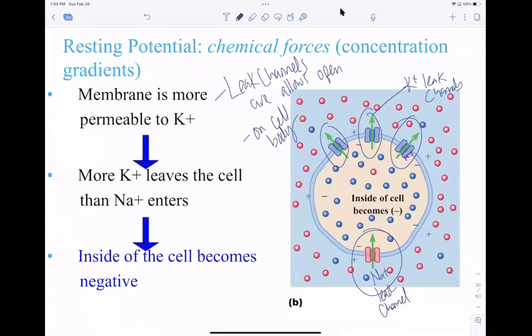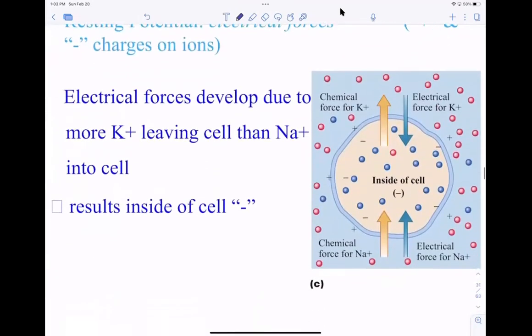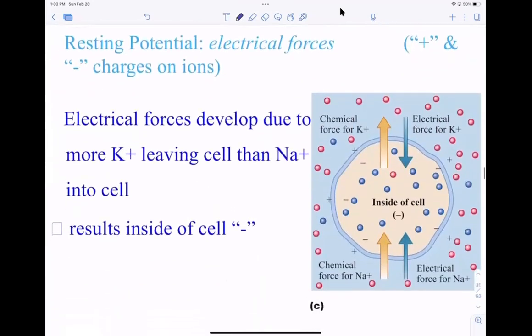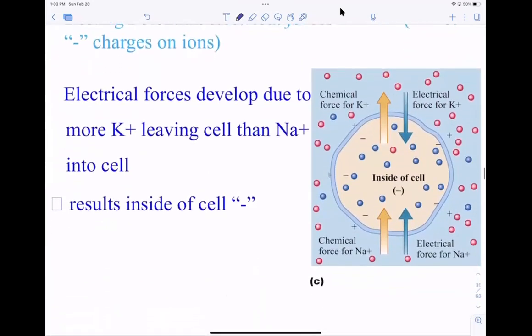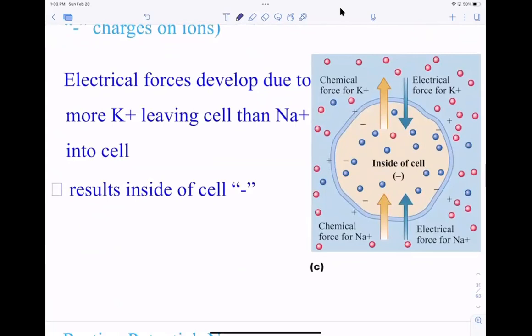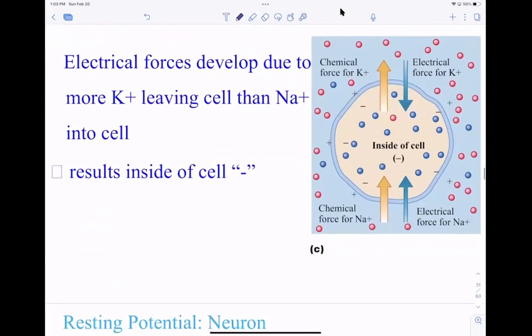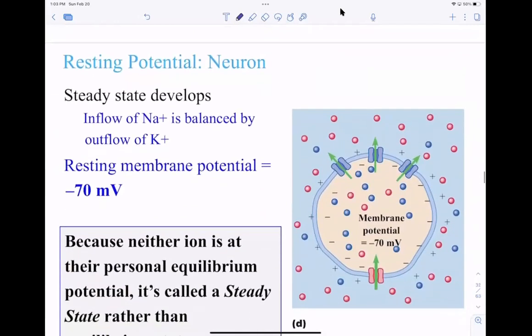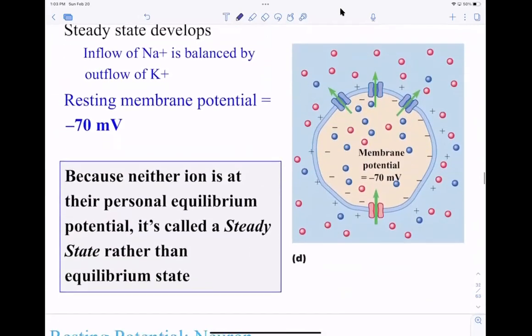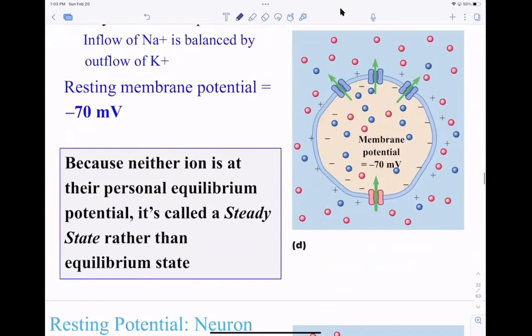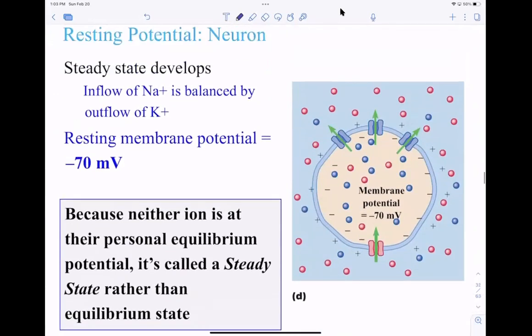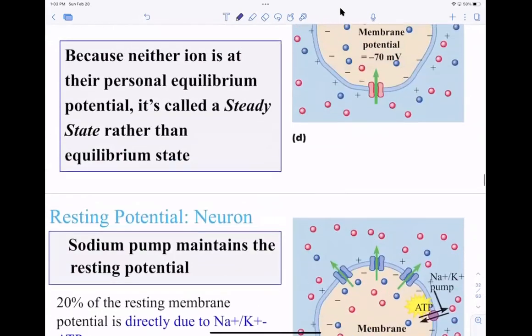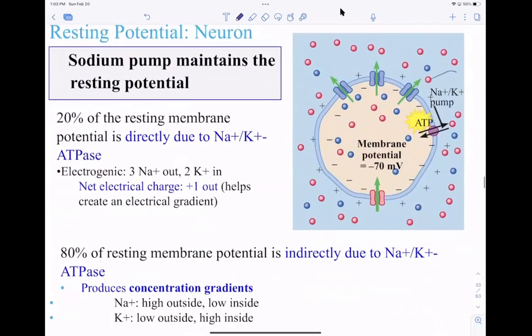Whereas sodium, on the other hand, you don't want to have too many leak channels because sodium has a really big drive to come into the cell. And so you have three times more leak channels for potassium than sodium. This gets the inside of the cell close to negative 70, and you guys can read through this, but it gets it close, but not totally.